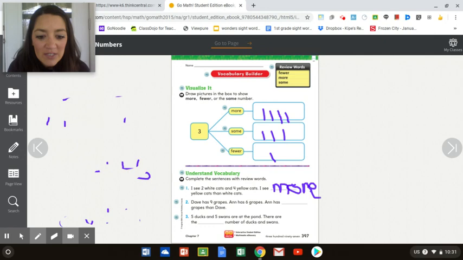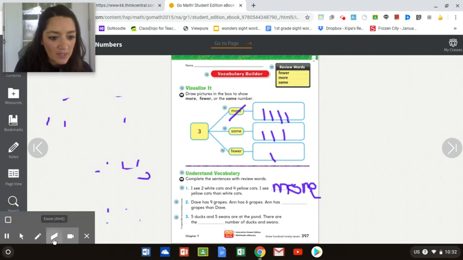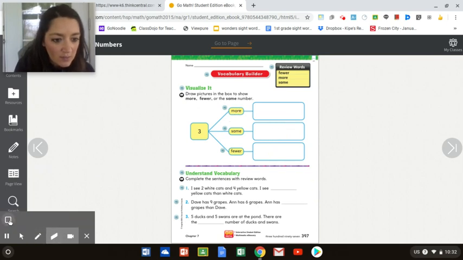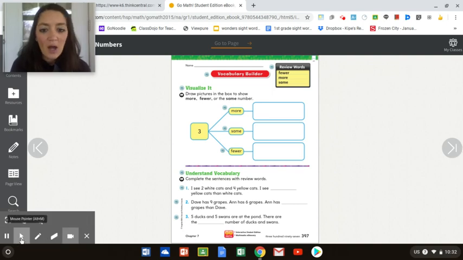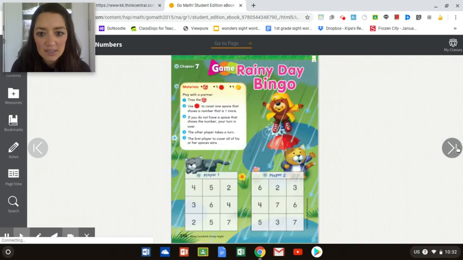Okay, so you're going to do the same thing for 2 and 3. So we already used the word more, so you could cross that out. So you're looking to fill in the sentence with the same or fewer. So you could go ahead and read those on your own and figure out which word is going to be the same and which one's going to use the word fewer. So, look at that. Could wipe the screen. Okay, so let's move on to the next page.